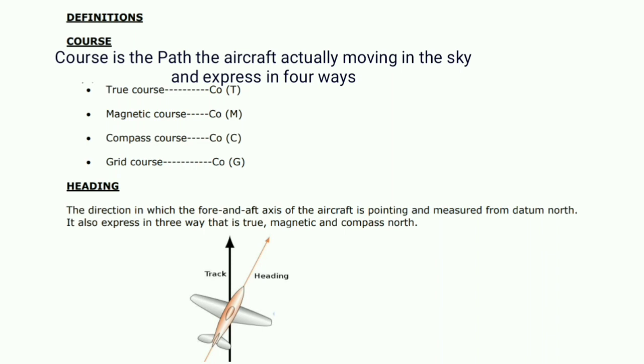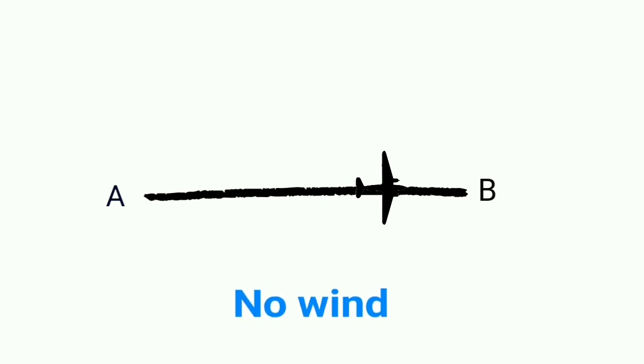Now we will see in the diagram so that it will be very easy to understand what is course and what is heading. Aircraft flying from position A to position B with no wind. So we will see what is heading and what is course. First we will see the course, and as we know, course is the direction the plane is actually moving. So aircraft is moving on AB. So AB is a course, and it is measured from datum north.